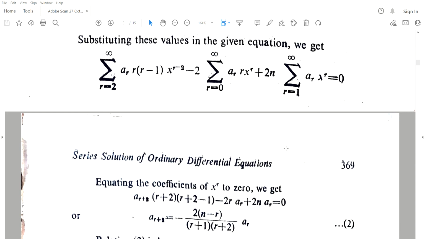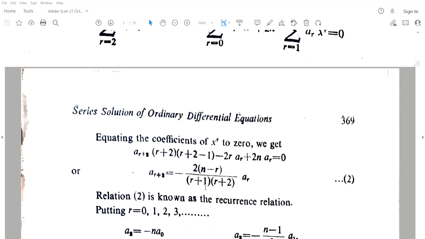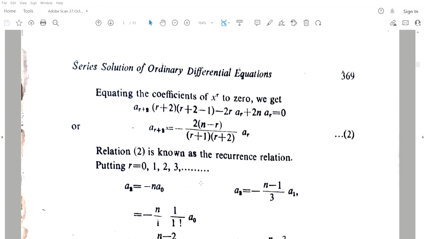Now from the second term, what is the x to the power r coefficient? That is 2r ar. And from the third term, what is the x to the power r coefficient? That is 2n ar. That is equal to 0. Therefore, this is the coefficient of x to the power r. We have written a r plus 2 in terms of ar. This is called a recurrence relation.